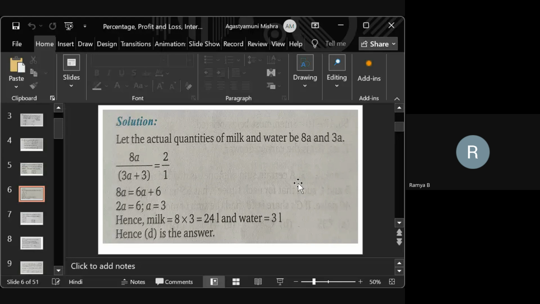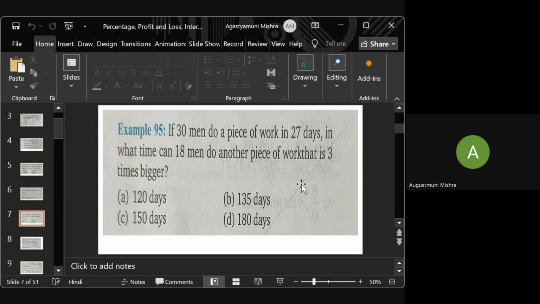Yes, sir, got it. Okay. So I'm just changing the slide. This is also very important because many times NTA repeats this question. One of the famous questions of this percentage topic, so you have to solve this nicely.